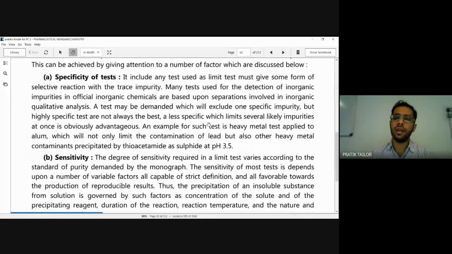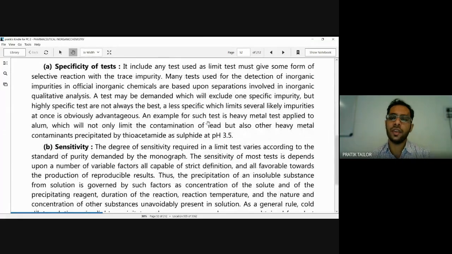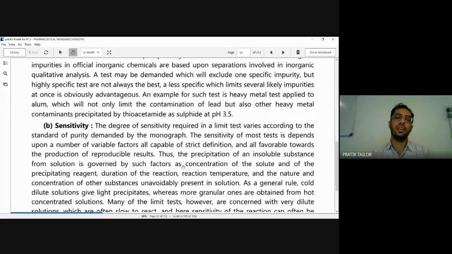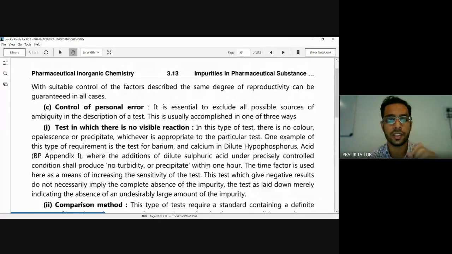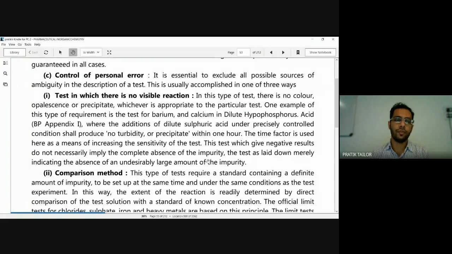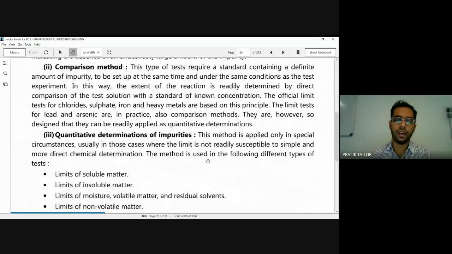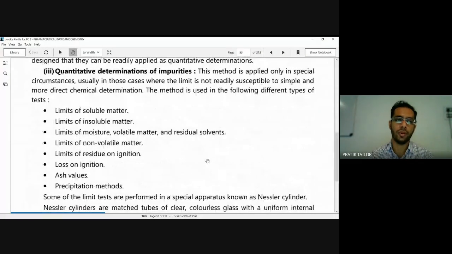So these are normally specific for the compound. Like for the chloride, we will use the same reaction which is there for the identification, like it is reacting with the silver. It needs to be sensitive because the compound is present in small amount. Okay, so this is how we are testing impurity by limit test.